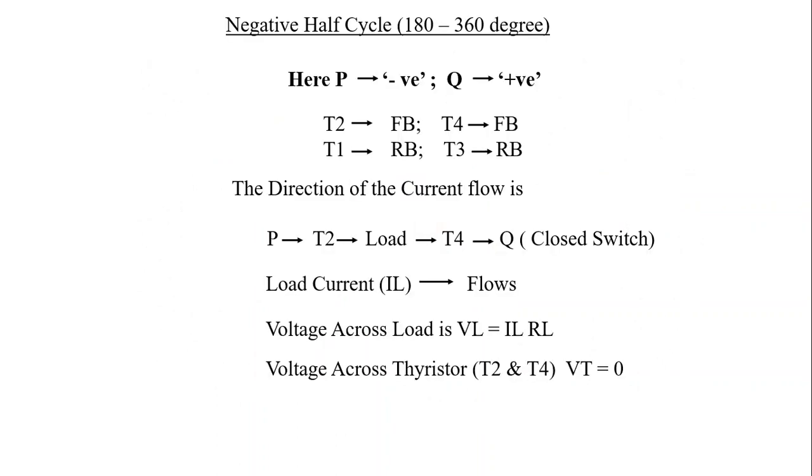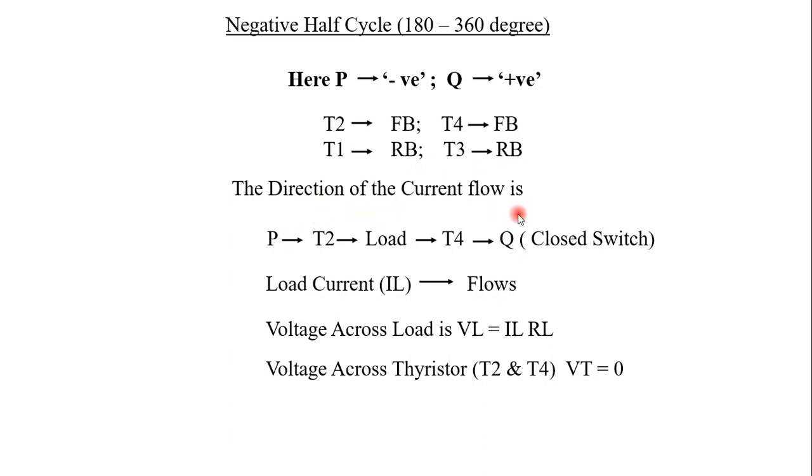Now the negative half cycle, 180 degrees to 360 degrees. Here also we make only a small change. The assumption of P and Q is the same, but we apply opposite supplies to P and Q. Here we give negative supply to P and positive supply to Q. When P is negative, T2 will be forward biased and T1 will be reverse biased. Next, T4 is forward biased and T3 is reverse biased. The direction of the current flow is now P to T2, T2 to load, load to T4.